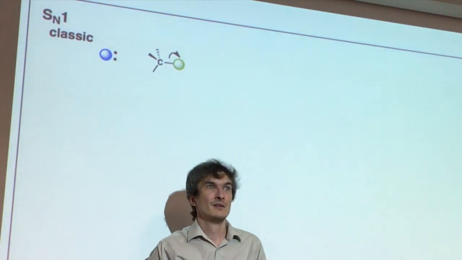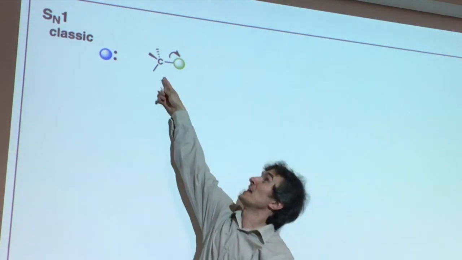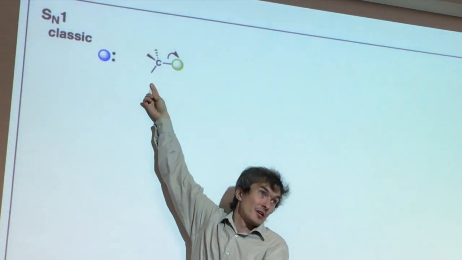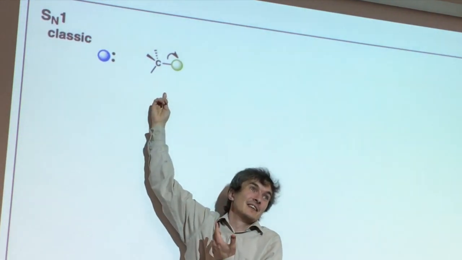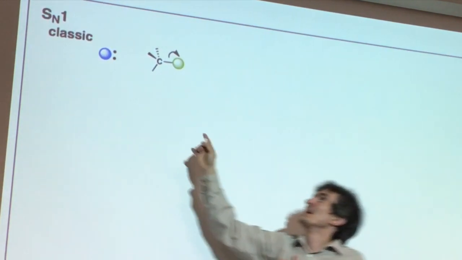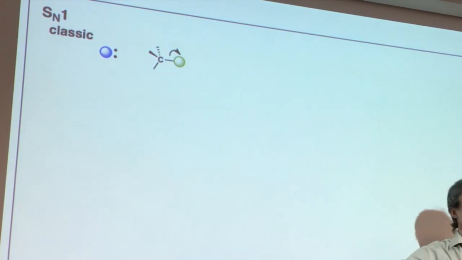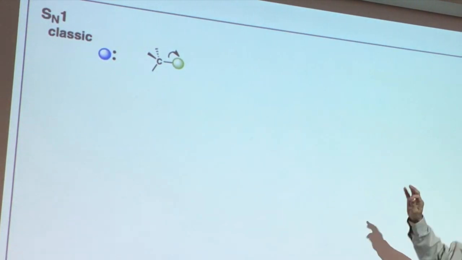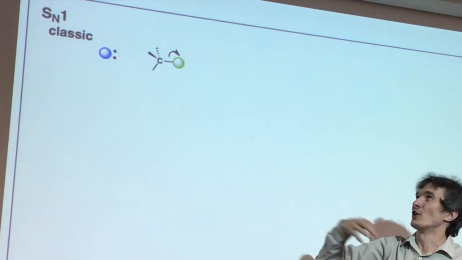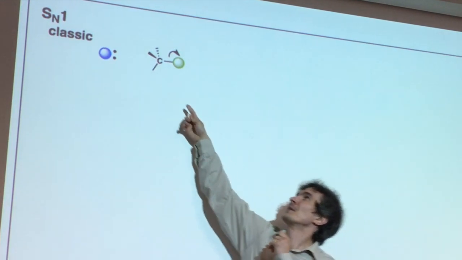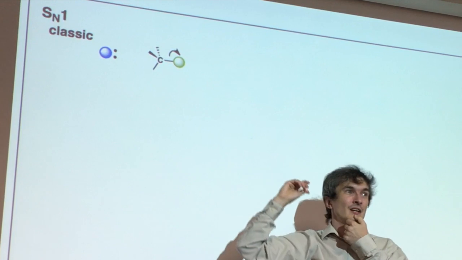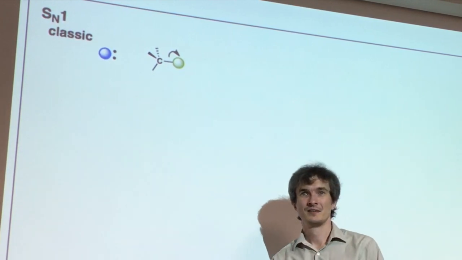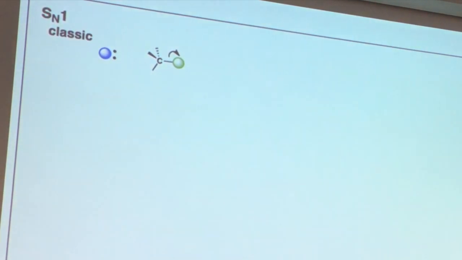Why? Maybe because it's too crowded, or maybe it's just too weak and it can't attack. But the leaving group is still a good leaving group, so it leaves. Does anyone recall what the condition will be, like any solvent that can stabilize the carbocation that's formed? What does it need to have? It needs to have hydrogen bonding ability.